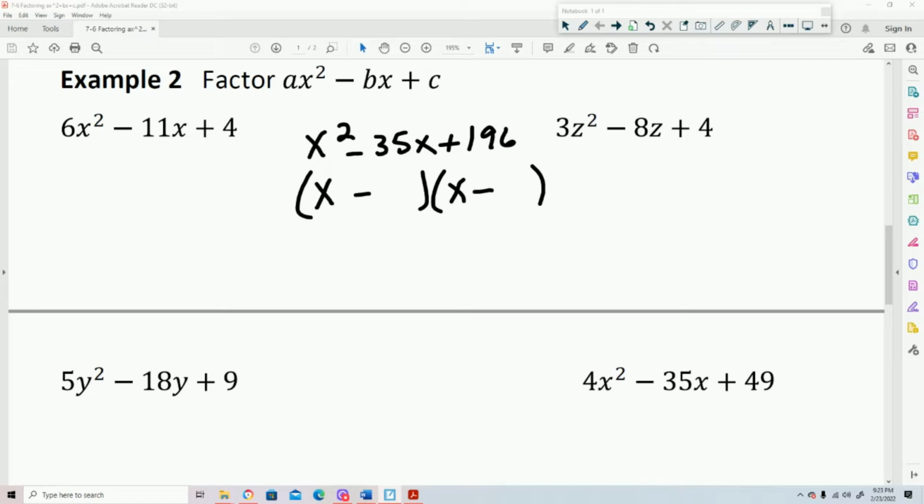Well, I know I multiplied 4 times 49 to get that, and that sum is not going to work. That's going to be 53 when I add those together. So I've got to divide this by a larger number. So 5 won't work, 6 won't work, but 7 I believe will. When I divide this by 7, I'm going to put a 7 here. That's going to give me a 28, and 7, and when I add those, that is 35.